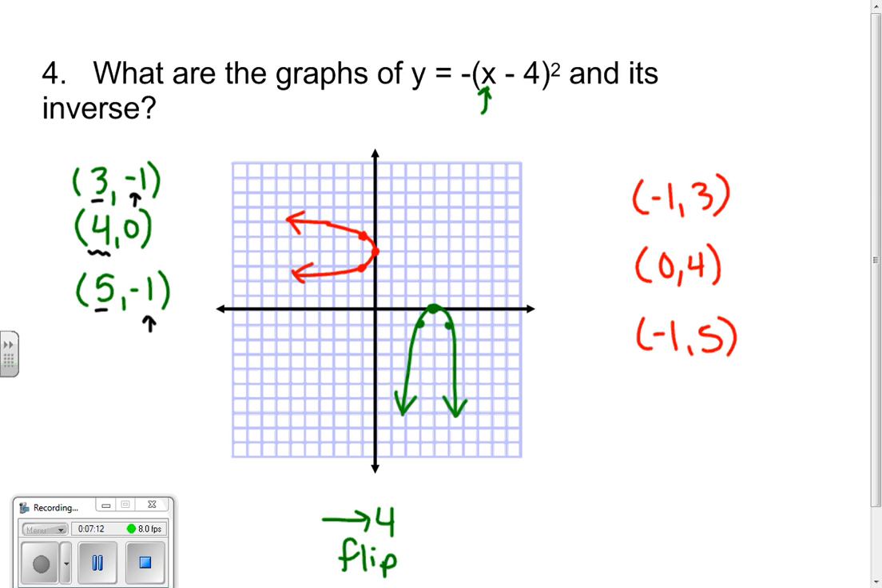There's a quick way to check yourself with these. Because they are inverses of each other, if you had a line right here and were capable of folding the graph on that line, they should end up matching up. They should end up being on top of each other.